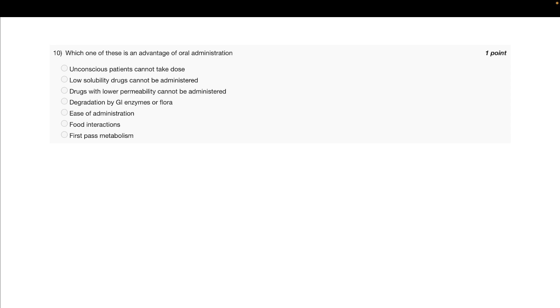When your patient is unconscious, they cannot take this drug orally. In that case, an IV route is best preferred. Also, low solubility drugs cannot be administered because they will not be absorbed through the GI tract and most of your drug will be lost. Also, drugs with lower permeability cannot be administered. Since they have lower permeability, they will not be absorbed through your intestine. As a result, it will have low concentration in your plasma, and the drug won't be available for its required action. Also, it can be degraded by the GI enzymes or flora present in the stomach.